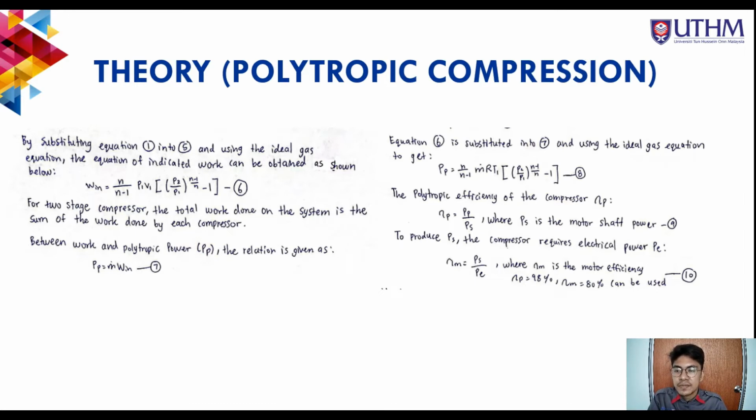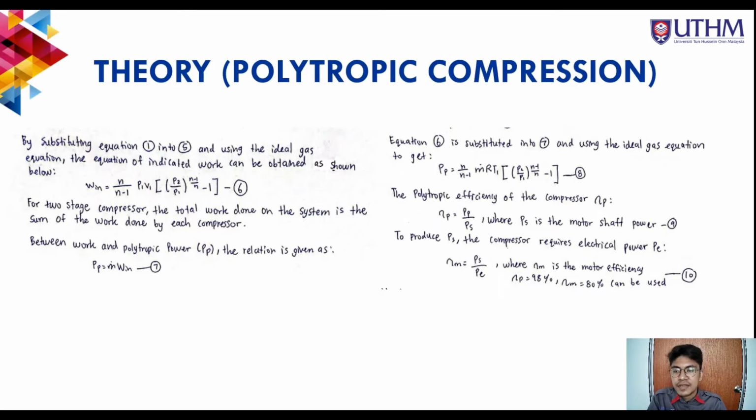For the two-stage compressor, the total work done on the system is the sum of the work done by each compressor. Between work and polytropic power, Pp, the relation is given as Pp = m dot × W_in, which forms equation 7. Equation 6 is substituted into 7, and using the ideal gas equation, we will get Pp = n/(n-1) × m dot × R1 × T1 × [(P2/P1)^((n-1)/n) - 1], which forms equation 8.